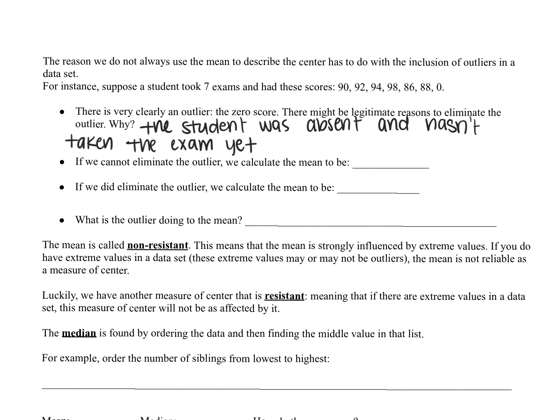So obviously, if they were absent and haven't taken it yet, then their score is going to be a 0 until they do so. So does that 0 accurately tell us how well they're doing in the class? If we did not eliminate the outlier or cannot eliminate it, maybe they actually did get a 0 on their last test, we would calculate the mean to be 78.29.